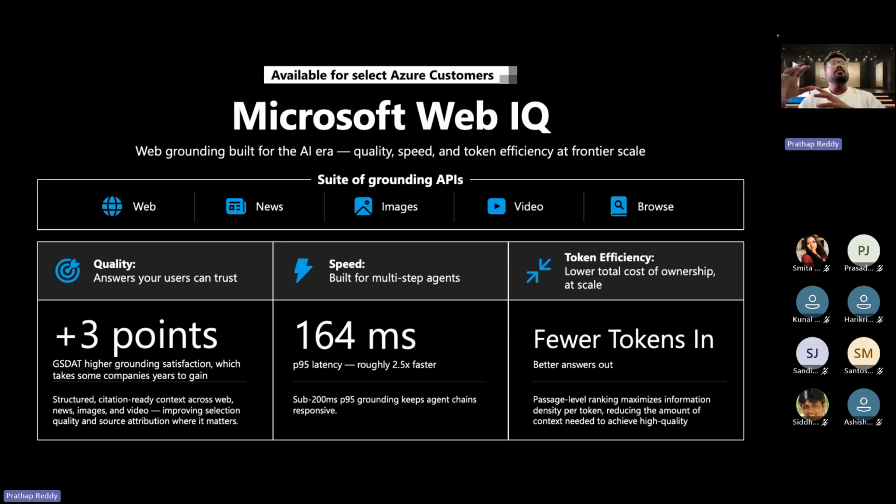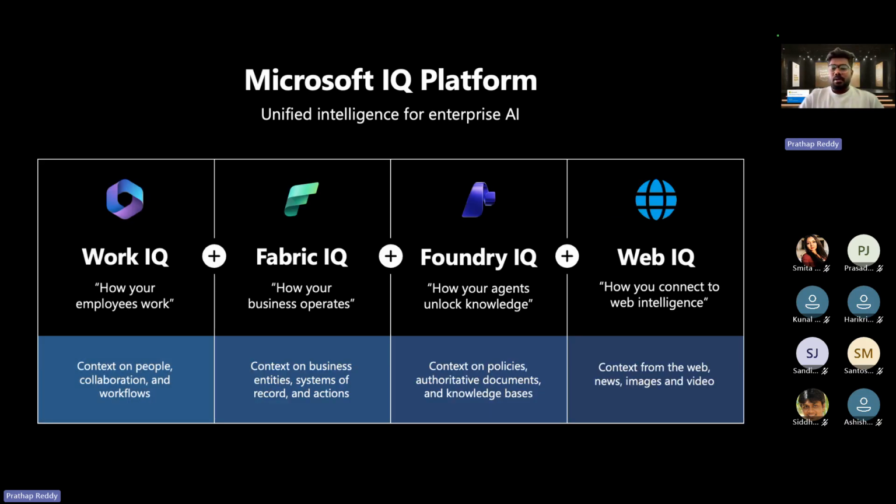And Web IQ grabs the information mainly through these grounded APIs. Web, in a sense, means Bing search and everything that lands on it, plus news, images, videos, and browser. Whatever information comes in lands under Web IQ. Okay, that is the Microsoft IQ platform.